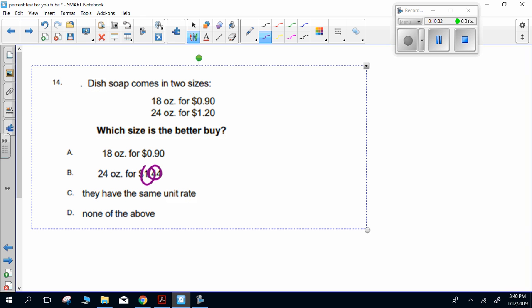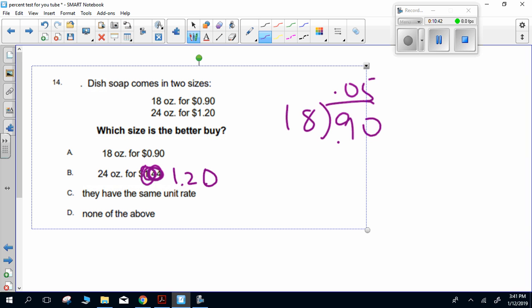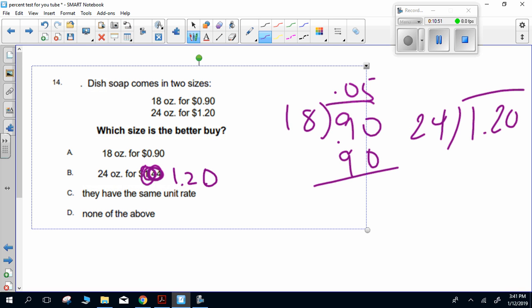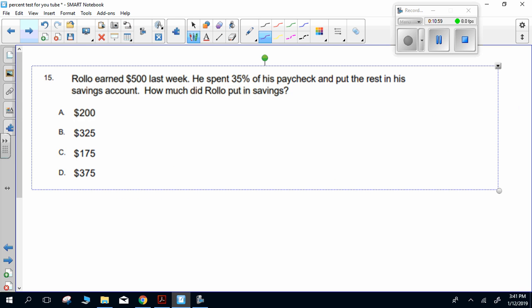All right, so remember this was the one that I made the mistake on, so this should be $1.20. Okay, so I'm going to do 18 into 90, and that's 5. And then I'm going to do 24 into $1.20. Remember, these two are half of each other, so that's also going to be 5. So they both have the same unit rate.